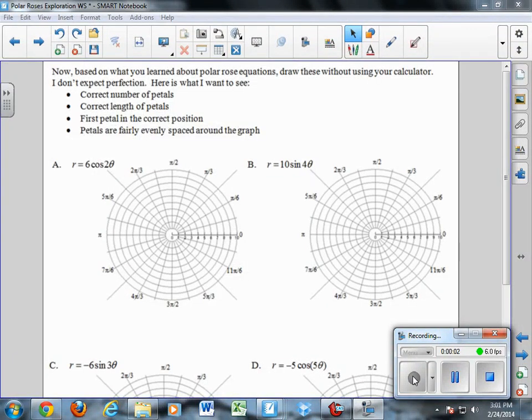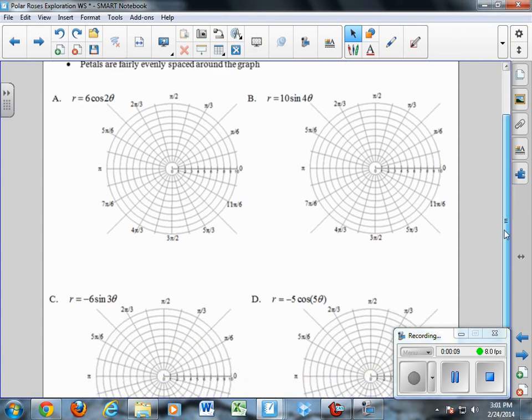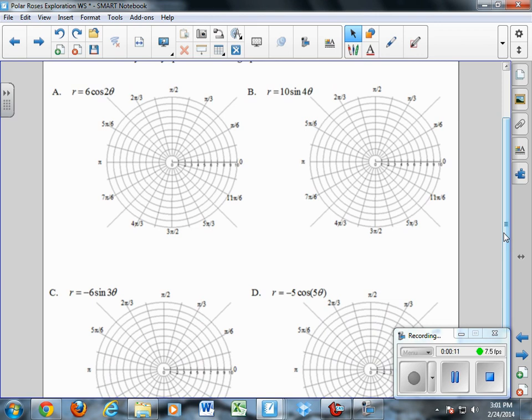Here are some tips for graphing polar roses, looking at the practice graphs on the back of the notes. So our first one is 6 cosine of 2 theta. Recall from what we observed before that the number on the outside of the function tells us the length of the petals. So the length of the petals here is 6. The number on the inside of the function, the 2, tells us the number of petals. If it's even, we double it. So the number of petals is 4.